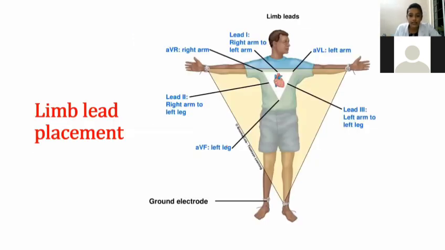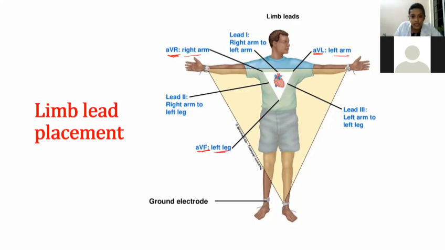In this image you can see a triangle. This image is about limb lead placement, where you can see AVR, AVL and AVF. These three are unipolar electrodes. That means these three need only one electrode for monitoring, mostly a positive electrode. For AVR, it is the right arm, for AVL, it is the left arm, and for AVF, it is the left leg.